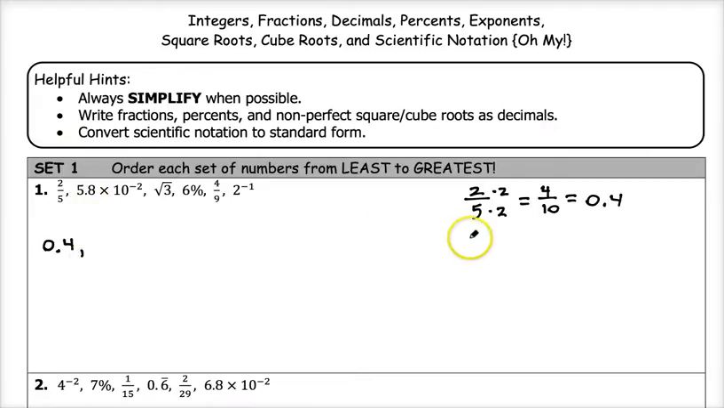5.8 times 10 to the negative second is in scientific notation, and that's what we looked at in the last set of notes. That negative 2 exponent means I need to move this decimal point 2 places to the left. One place would be 0.58, a second place would be 0.058. So this becomes 0.058.